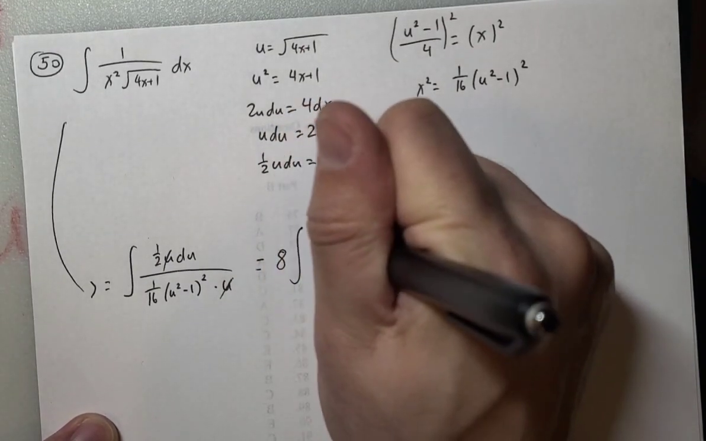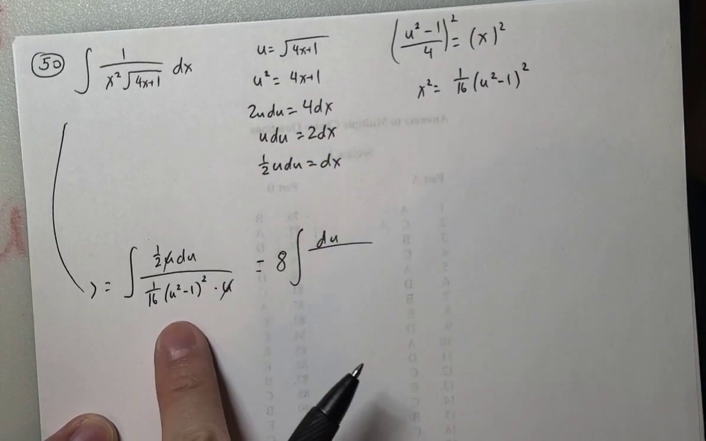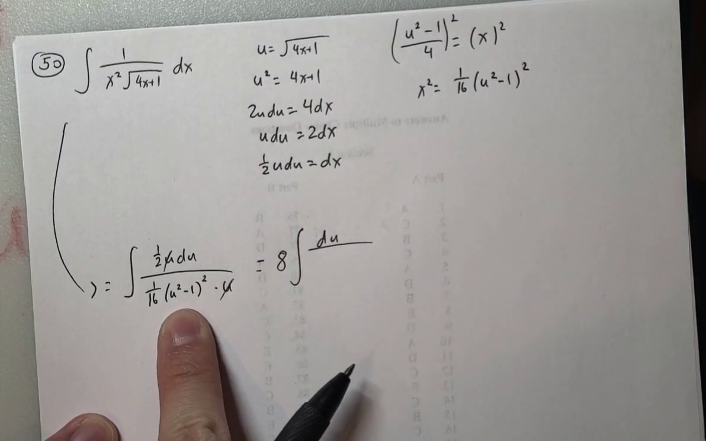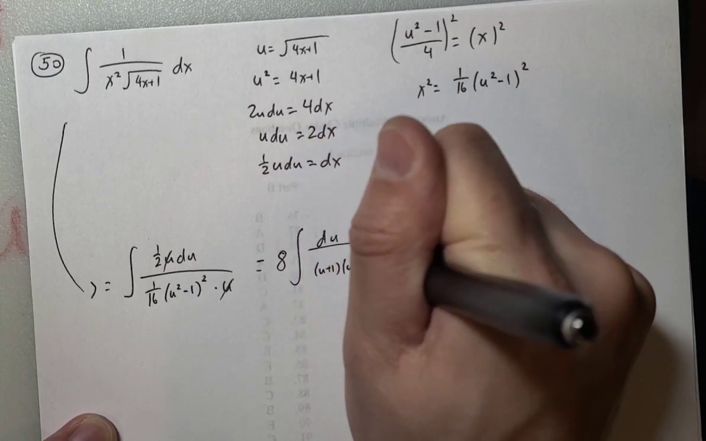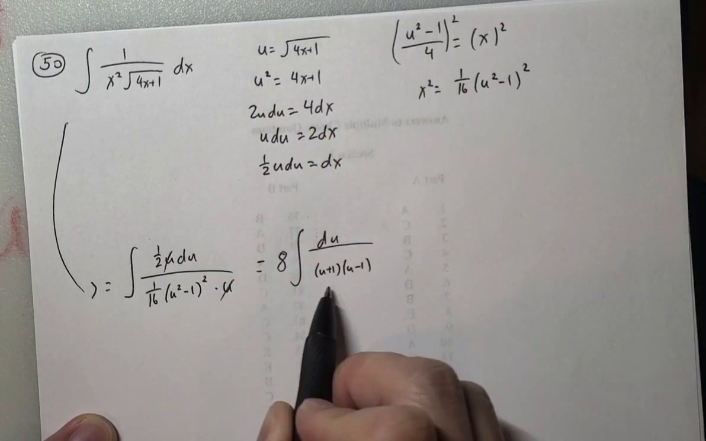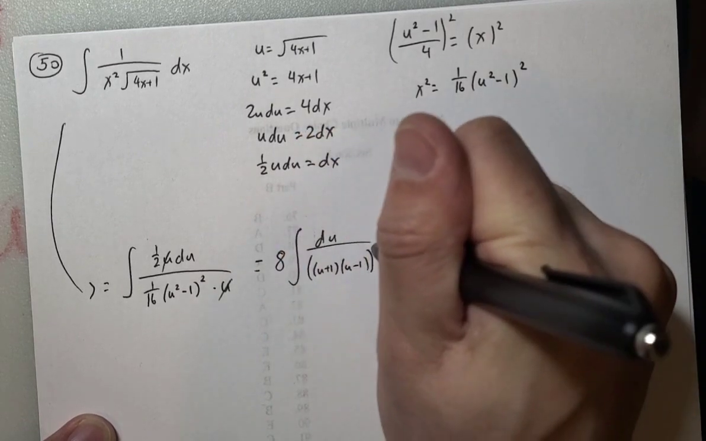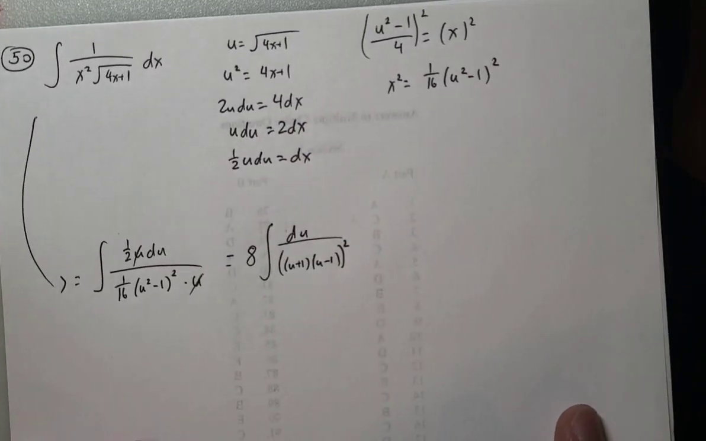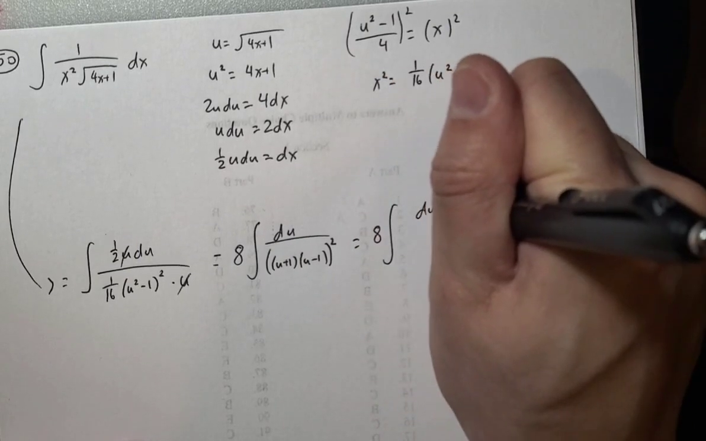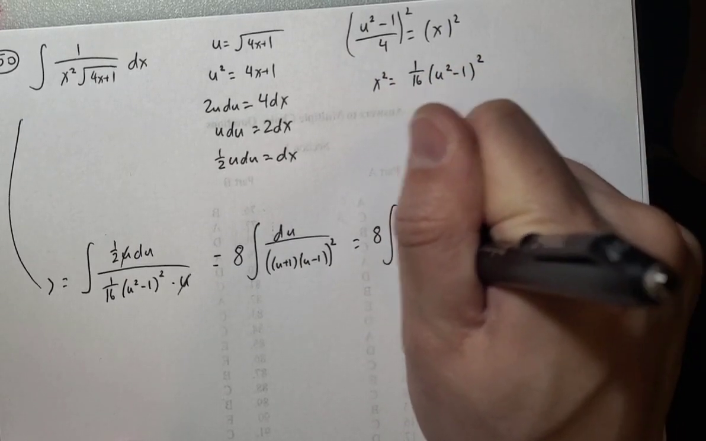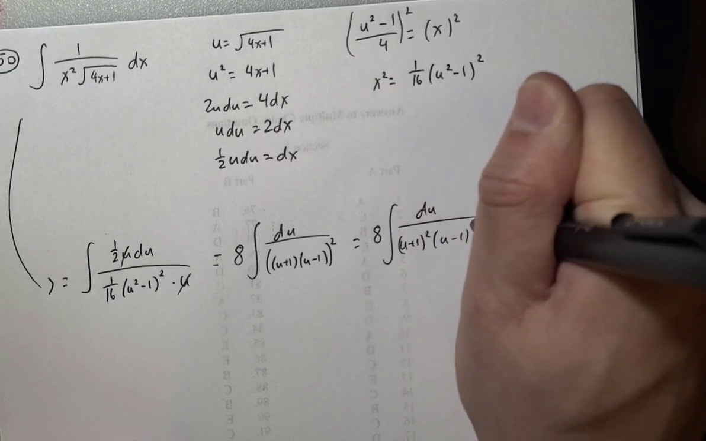So we have 8 times the integral of du over, here we can even factor, u plus 1 times u minus 1. That's u squared minus 1. And then this whole thing is squared. Why do I want to do that? Well, hopefully you can see that we can do partial fraction decomposition. It'll be u plus 1 squared, u minus 1 squared.